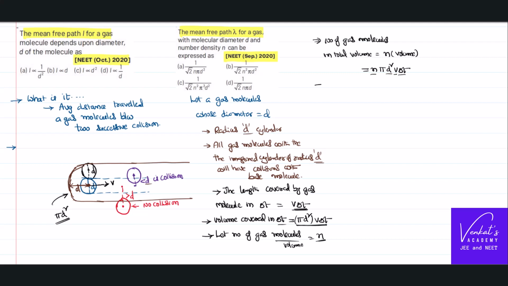That implies the number of gas molecules per unit time. Per unit time, when you say, I have to divide that with time. So this above equation has to be divided with time delta t. So this delta t gets cancelled. So it becomes n pi d square v. That's the number of the gas molecules per unit time, right?